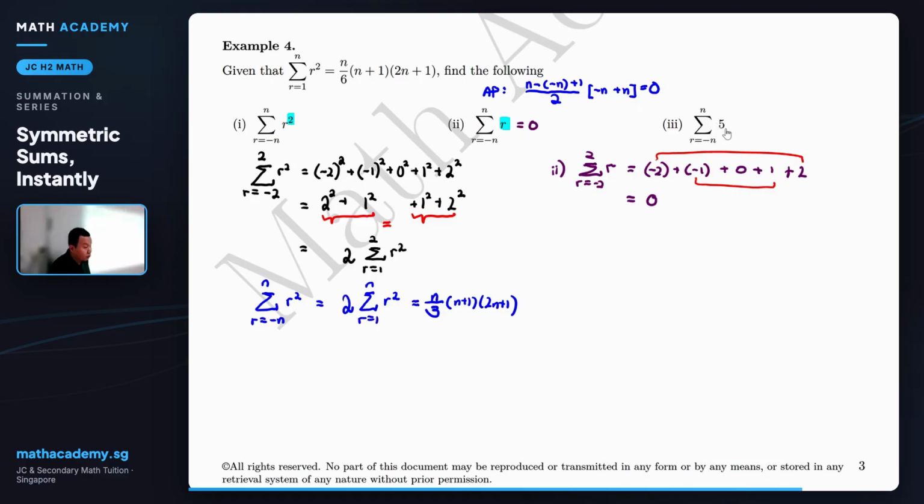Then the last one, which is even easier. This is 5. 5 is a constant. Use your usual formula. How do we sum up constants? Just directly do it here. Again, number of terms times 5 will do. So the number of terms is n minus negative n plus 1, times 5. Which means the same formula as the previous one. You're going to get 2n plus 1 for the number of terms, times 5.